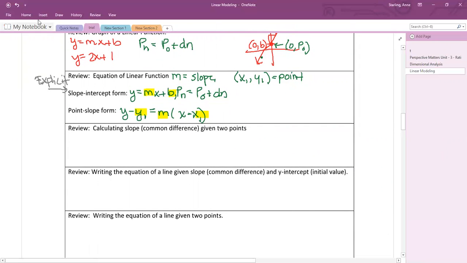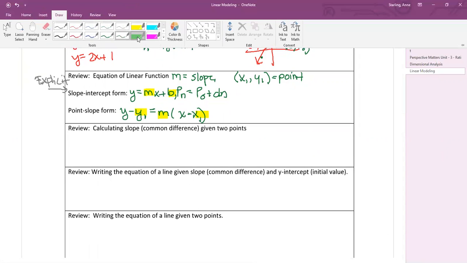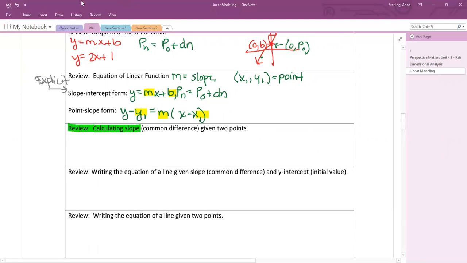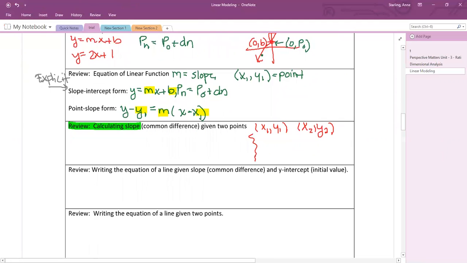So a little bit of review here. For this review, calculating slope. Slope is the same thing as your common difference. So we're going to start with 2 points. Those 2 points would be x1, y1, just representing a point on the line, and x2, y2, which is just another point on the line. So the formula for slope, this is another one you would want to remember if you don't know it, is that m is equal to the difference of the y values, and it doesn't matter the order, over the difference of the x values. And what does matter is that the 2's line up, so just line up which point you have together.